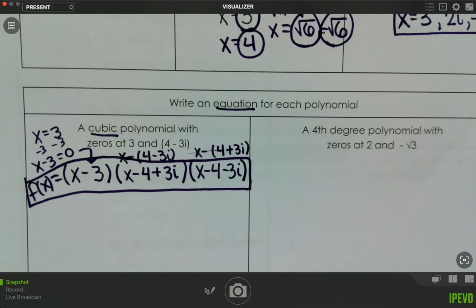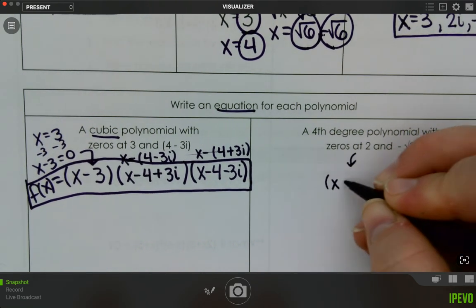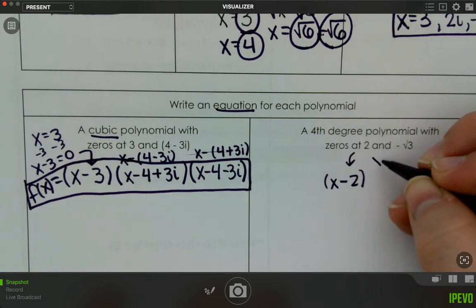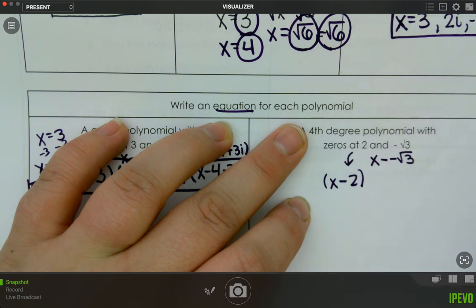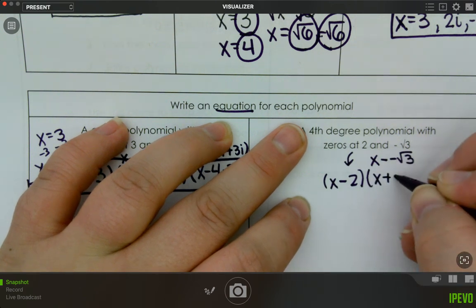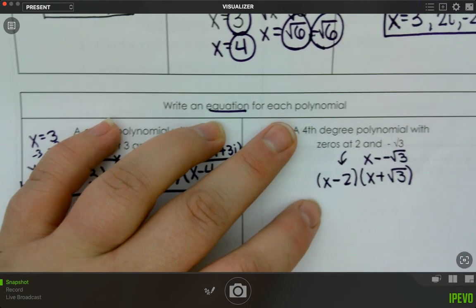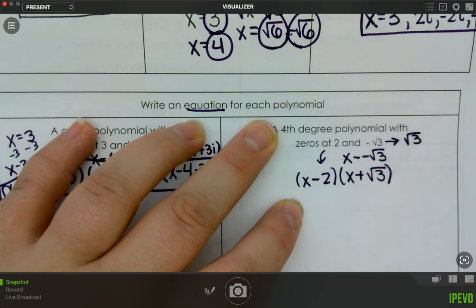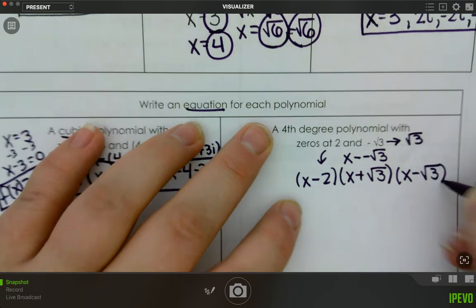And then coming over here, a fourth degree polynomial with a 0 at 2. So that's going to be x minus 2. And negative square root of 3. So that's going to be x minus negative square root of 3, which becomes x plus the square root of 3. Or you can think of this as just the opposite. And if there's one at negative square root of 3, that means that there's also one at the square root of 3. So you'll also have one that's x minus the square root of 3.